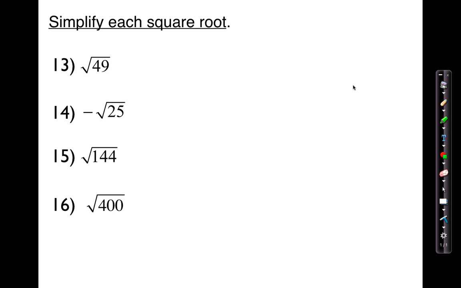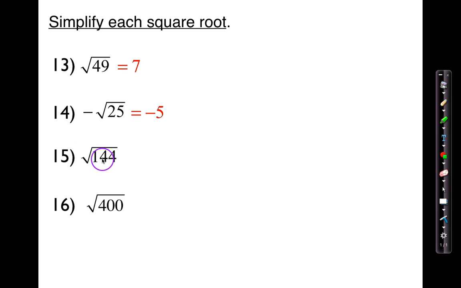Okay, so let's take a look at some examples. I'm going to go over 4 of them, and I'm going to have you try 4 on your own. So real quick, the square root of 49 is going to be 7. Why? Because 7 times 7 is 49. Number 14, I would read this as the opposite of the square root of 25. Well, what number times itself gives me 25? It's going to be a 5. So the opposite of the square root of 25 is a -5.